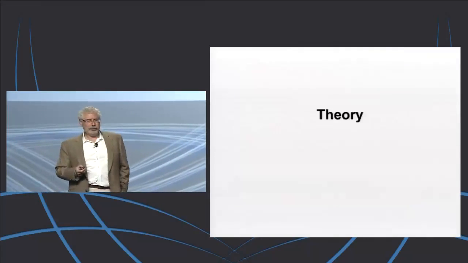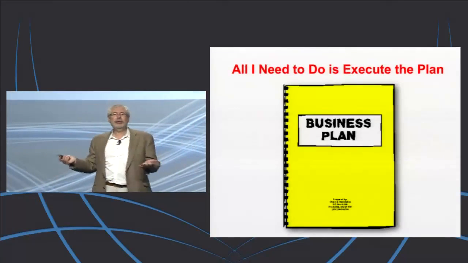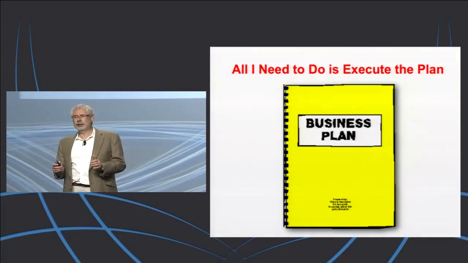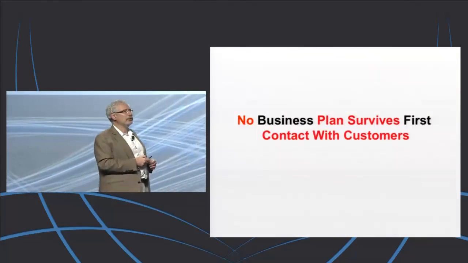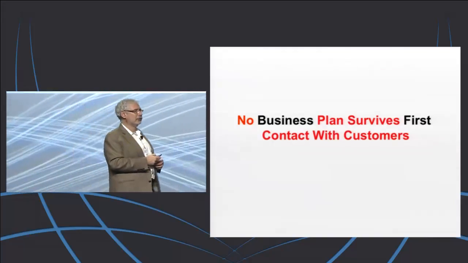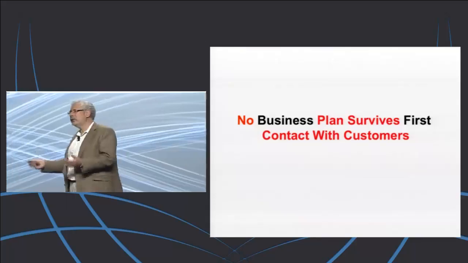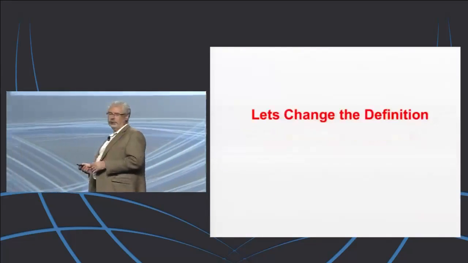And so let me give you theory and then reality. The theory says all I need to do is execute this plan. The reality, after 50 years of doing early stage ventures, is that no business plan survives first contact with customers. None. It just doesn't happen. And we now know why it doesn't happen. Because a business plan assumes a whole series of knowns.